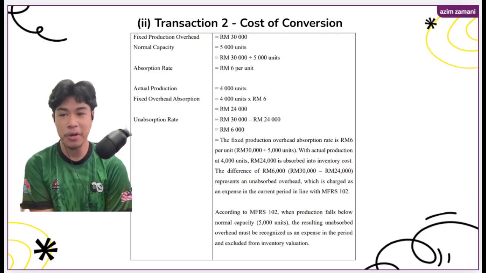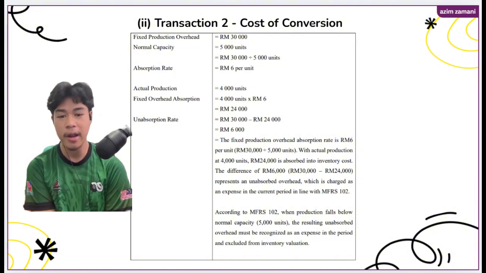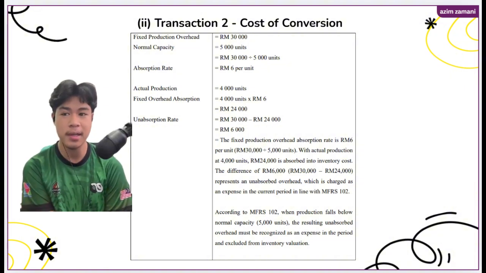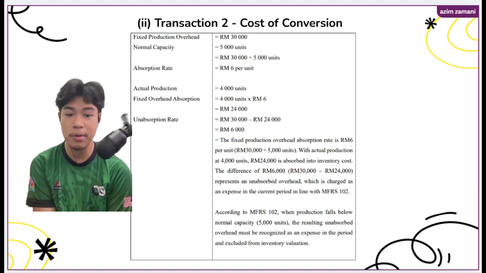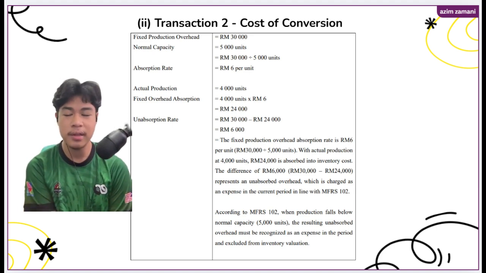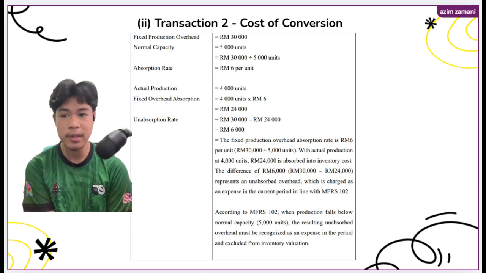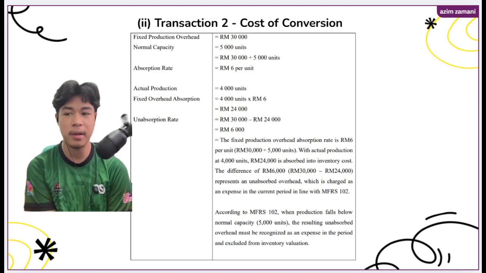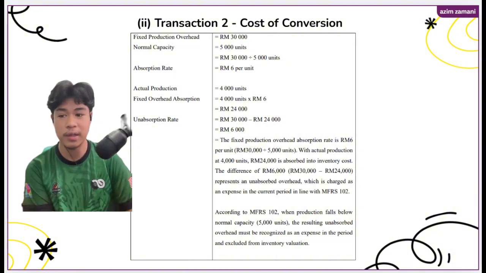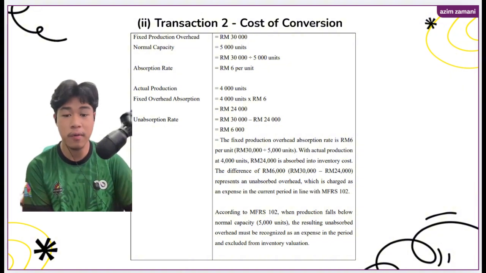Hi, my name is Azim. Okay, now I'm going to explain the cost of conversion. First of all, fixed production overhead is RM 30,000, and the normal capacity is 5,000 units. Absorption rate: 30,000 divided by 5,000 equals RM 6 per unit. Actual production is 4,000 units. So fixed overhead absorbed is 4,000 times RM 6, which equals 24,000. For the unabsorbed overhead, RM 30,000 minus RM 24,000 equals RM 6,000.